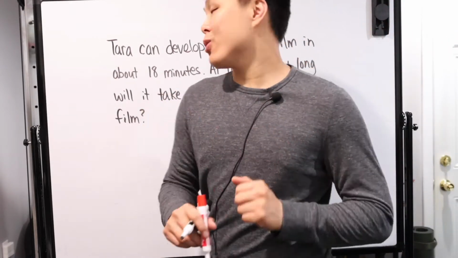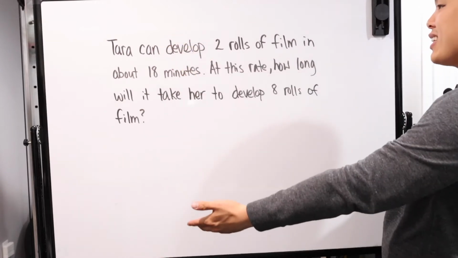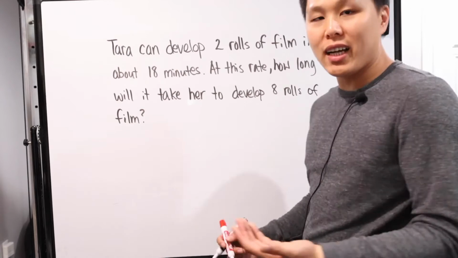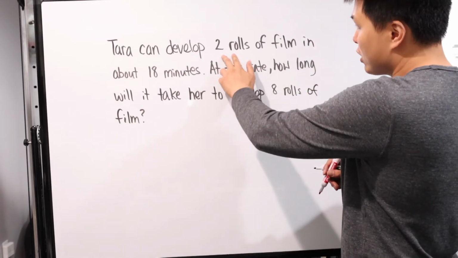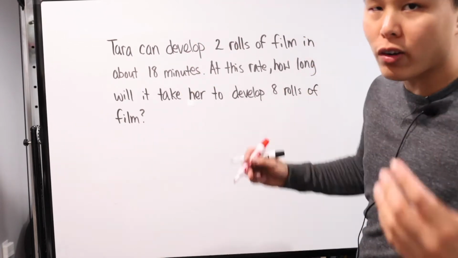Another ratio or rate problem, depending on whatever you want to call it, right? So there it is. Another one. The structure is the same, even though the problem seems slightly different. The idea is that they give you 2 things. The first one is 2 rolls of film in about 18 minutes. Now you want to know 8 rolls of film. How long is that going to take?